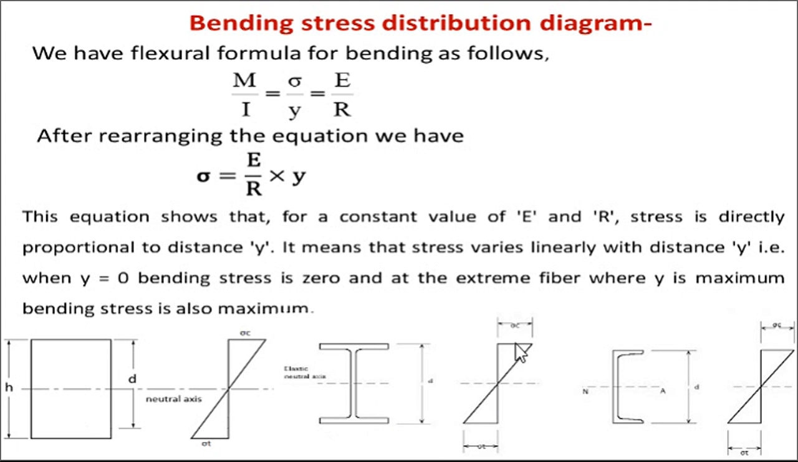whose depth is d. The bending stress diagram is like this again, with bending stress on the compressive side and on the tensile side. It is 0 at the neutral axis, and the maximum bending stress, either compressive or tensile, is at the extreme fiber, either top or bottom. This is the channel section, and for the channel section this is the bending stress diagram. Remember that sigma c is the bending stress in compression and sigma t is the bending stress in tension. So this is the diagram for the channel section, this is for the I section, and this is for a rectangular section beam.